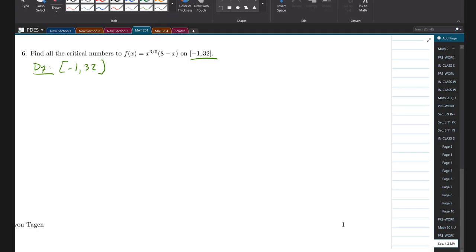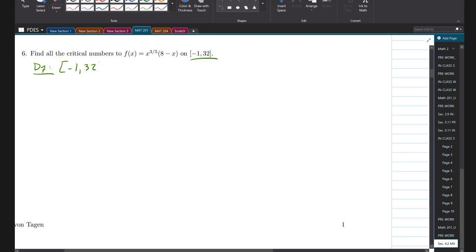All right. So that's our domain. And now we need to go find the critical numbers. Well, to do that, we better find the derivative. Okay, well, it's a product rule just like before. Here's the first times the derivative of the second, plus the second times the derivative of the first.